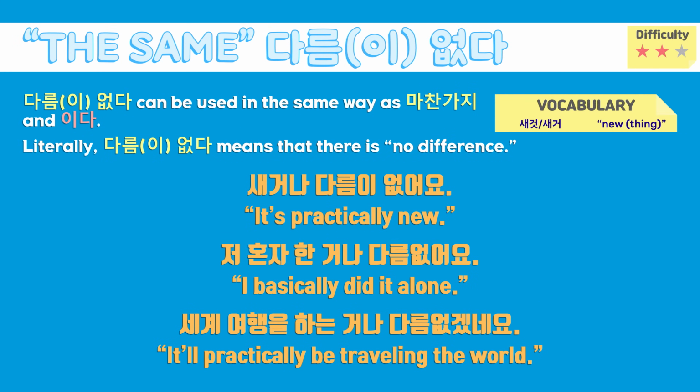다름이 없다 can be used in the same way as 마찬가지 and 이다. Literally, 다름이 없다 means that there is no difference. 새거나 다름이 없어요. It's practically new.